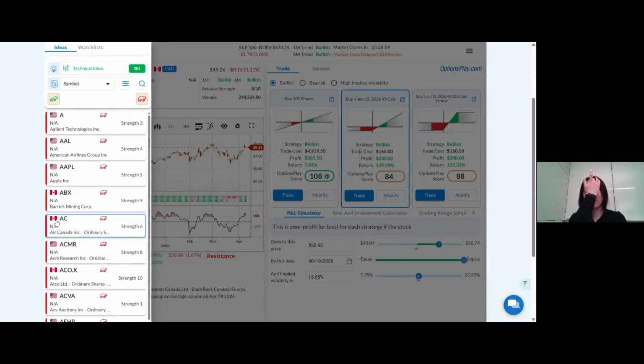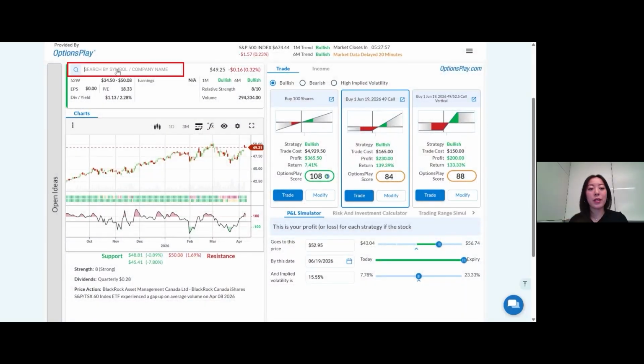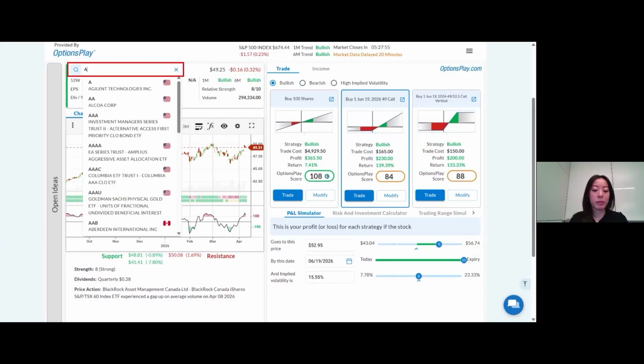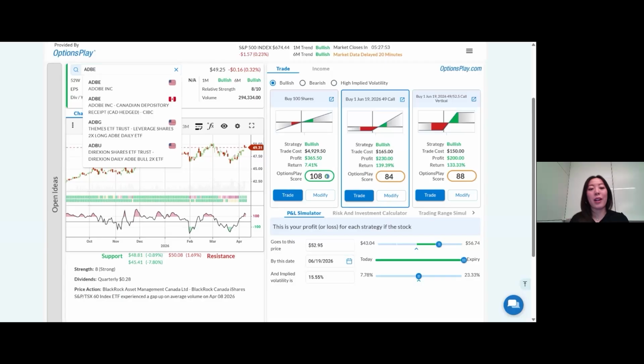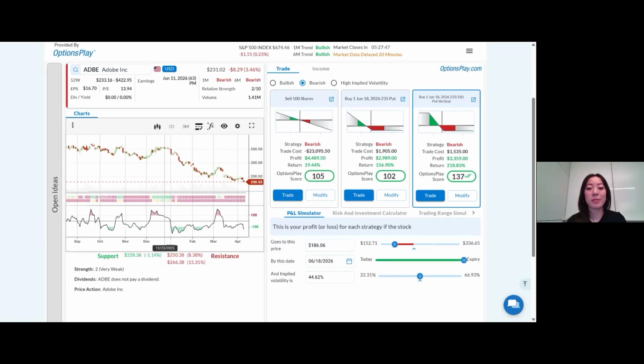So you don't know which stock to choose from, where to start, you can take a look at the open ideas on the left-hand side. But if you do already have something in mind, you can enter in the ticker symbol here, and OptionsPlay will do an analysis of Adobe in our case. So OptionsPlay already provides a central analysis panel. So this is this section here with the chart as well as the delayed quotes.